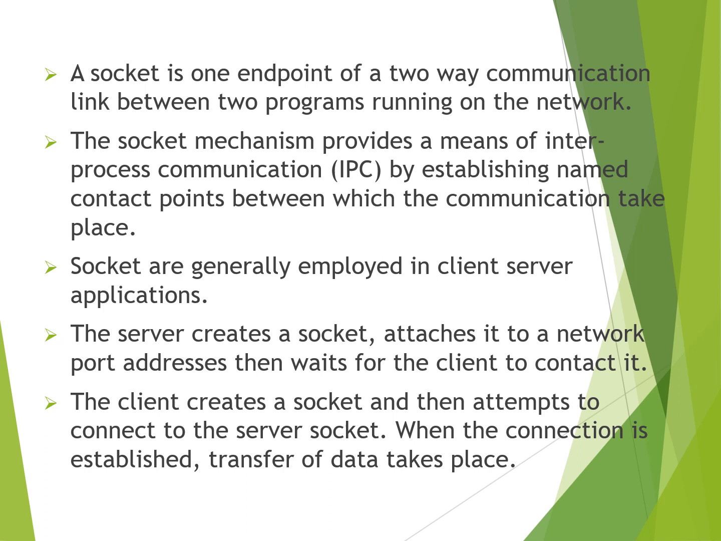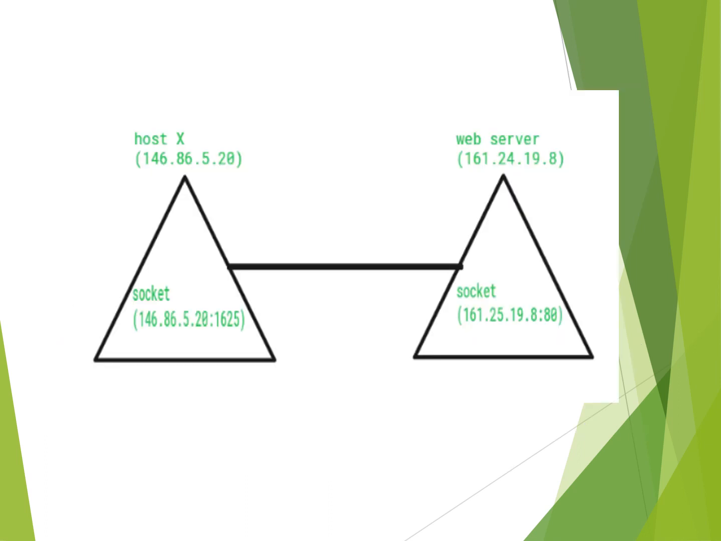So a client establishes a connection on a socket by calling connect. The prototype is connect, and the parameters of the connect function are the same as bind. For a connection oriented socket, connect attempts to establish a virtual circuit between client and server. So this is an example diagram for connecting a socket. Here we have host X and a web server, and in between we are going to connect the socket. A connection oriented server indicates its readiness to receive connection requests by calling listen.